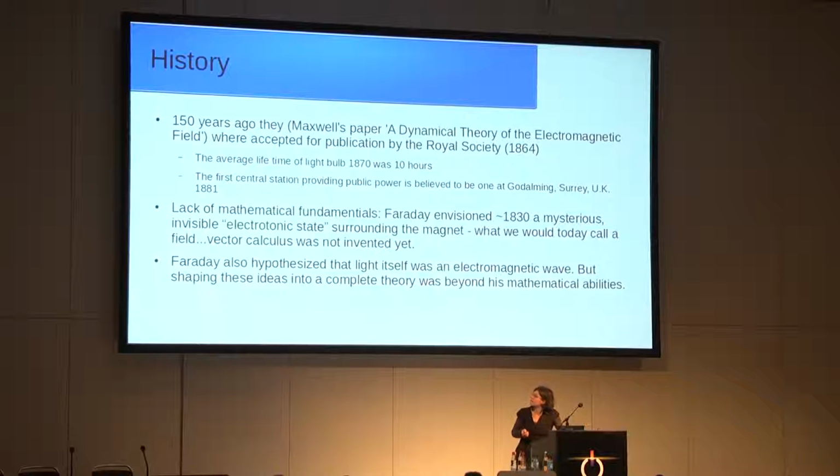Already Faraday, who was also researching a lot in this field, envisioned in 1830 what he called a mysterious invisible electronic state surrounding the magnet, what we would today call a field or a vector. But vector calculus was not invented yet. Faraday also hypothesized that light itself was a magnetic wave, but shaping these ideas into a complete theory was way beyond his mathematical abilities.